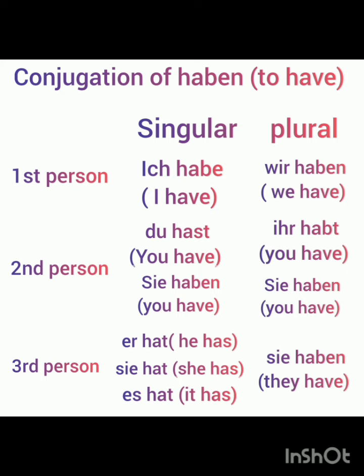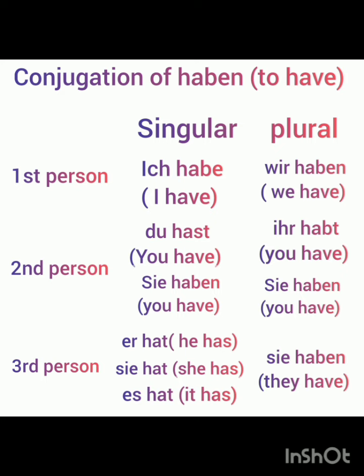Second person singular formal is Sie haben, which means you have. Second person plural informal is ihr habt, and formal is Sie haben. Third person singular has three types: er hat, which means he has, and sie hat, which means she has, and finally es hat, which means it has.